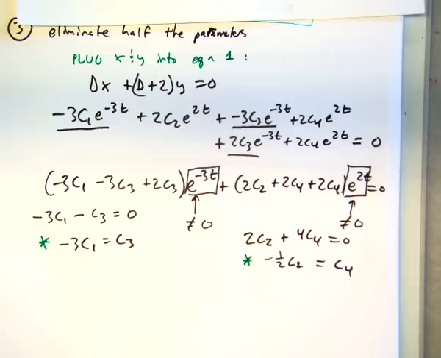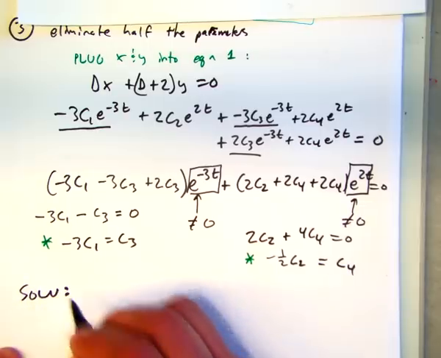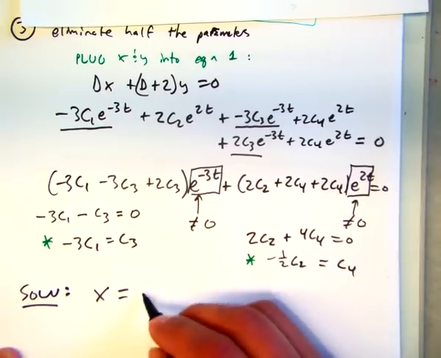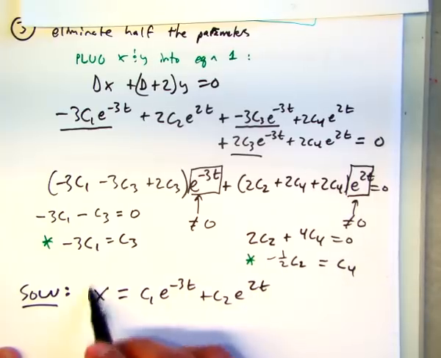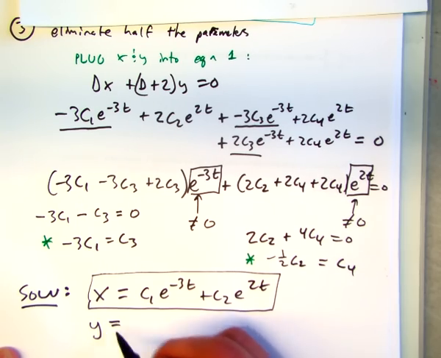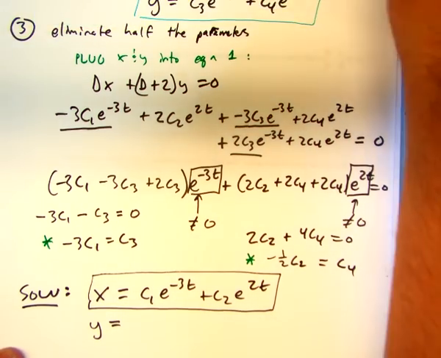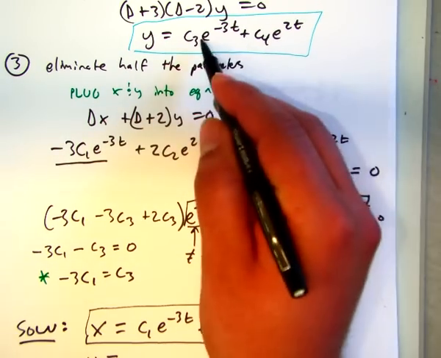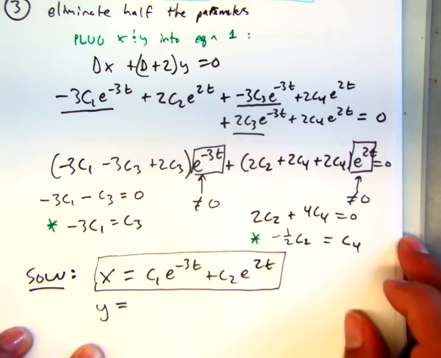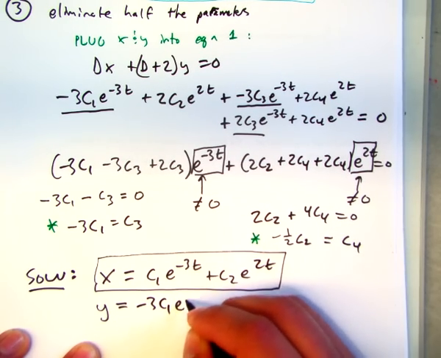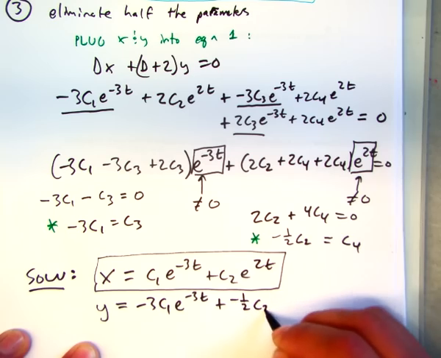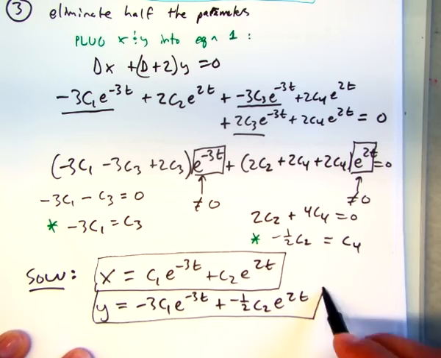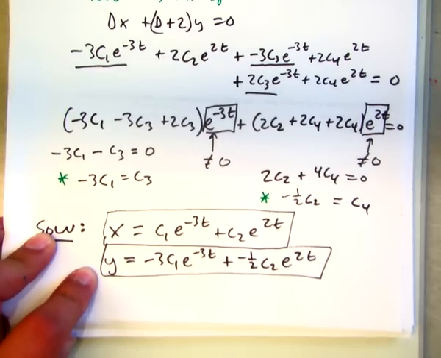So now what I'm going to do is replace C3 and C4 so that all we have are those two constants from before. So the solution is going to look like this. X equals C1 e to the minus 3t plus C2 e to the 2t. Those are good. Y is going to be, instead of C3, so I'm just using the equation from before, but plugging in C3 and C4. C3 is minus 3C1. And C4 was minus 1/2 C2. And there's our solution.